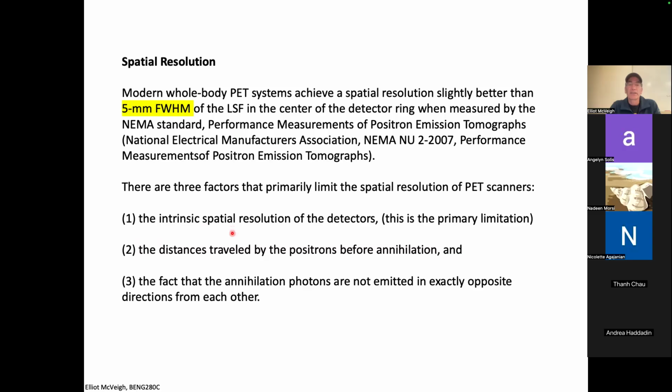So the factors that cause the spatial resolution to be 5 millimeters are the intrinsic spatial resolution of those detectors, right? The distance traveled by the positrons before annihilation, which is something you really can't get rid of unless you focus your attention on positrons that have low energy when they come out, so they're not going to scatter much around. And there's also the fact that there's a slight angle. It's not a perfect 180 degrees. It's 180 plus or minus 2 degrees, I think, on the angle at which those photons come out from the event.